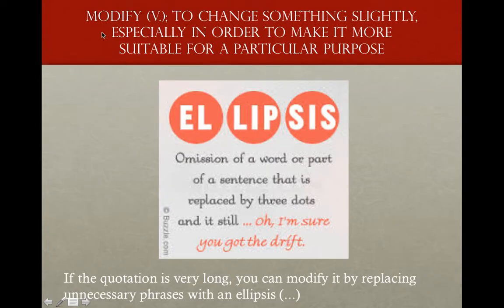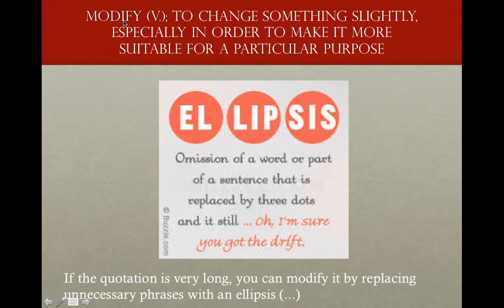Let's go over our definition. First definition of modify, used as a verb, means to change something slightly, especially in order to make it more suitable for a particular purpose. To change something slightly, especially in order to make it more suitable for a particular purpose.